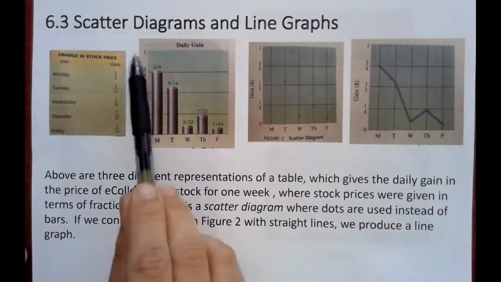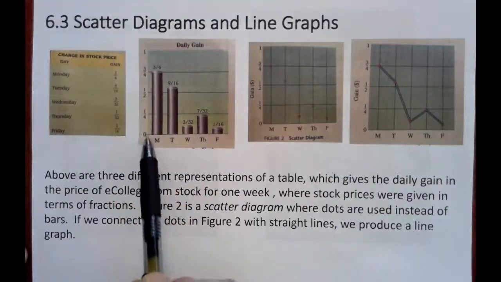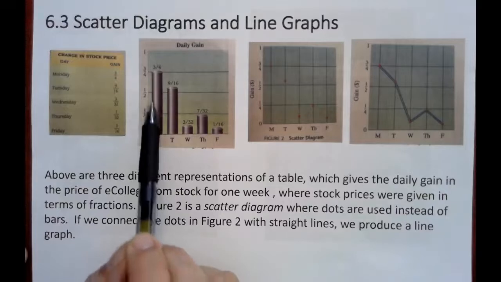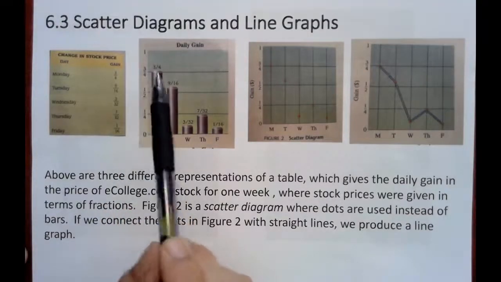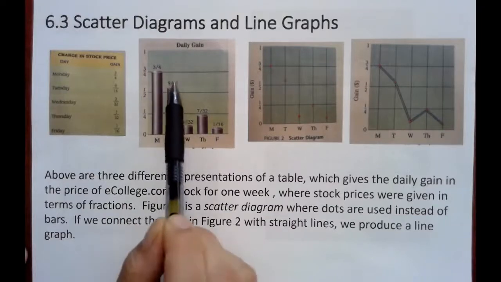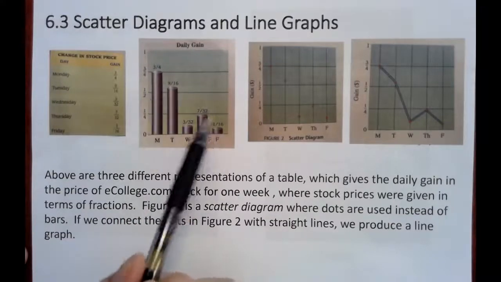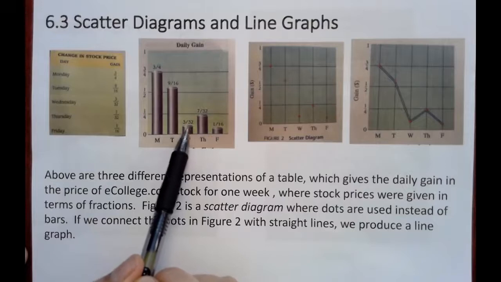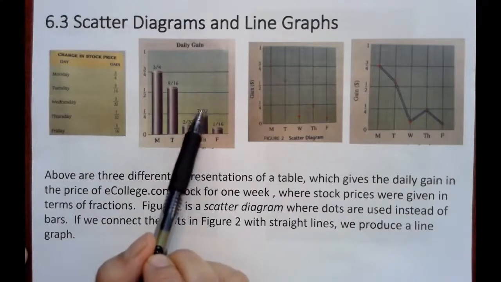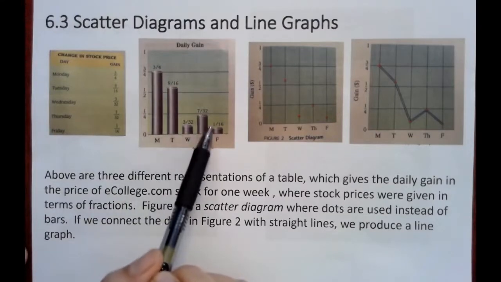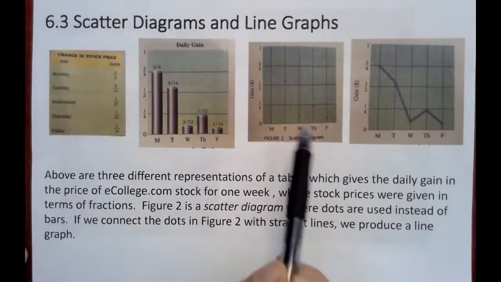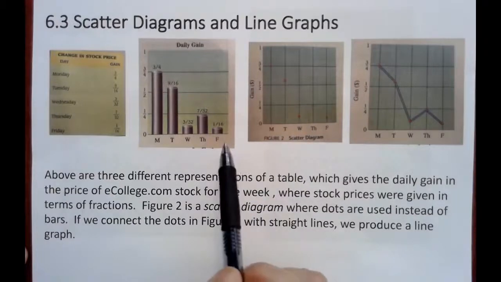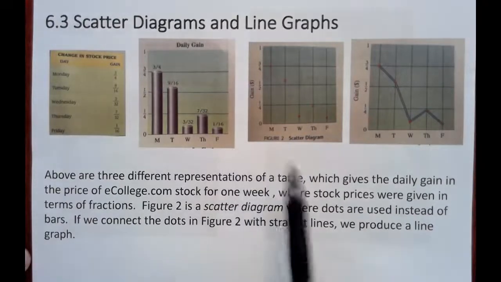So here, if you were to create a vertical axis of 0, 1/4, 1/2, 3/4, and 1, you could see clearly Monday is at 3/4, Tuesday is at 9/16, that's a little bit over a half. 3/16 is over here, and then 7/16, which is close to a half, and then 1/16 is right there. Okay, but what if we wanted to express this as a different type of diagram?